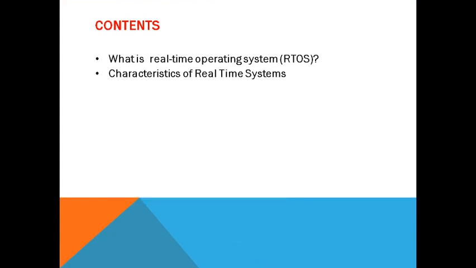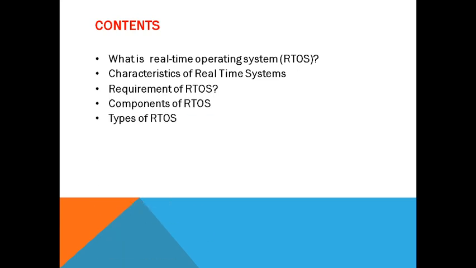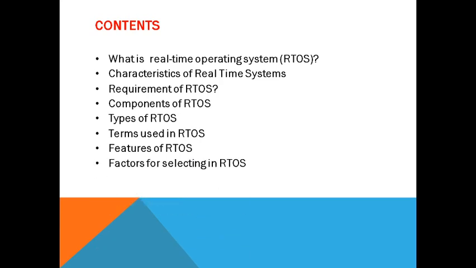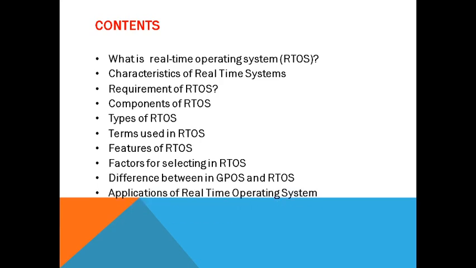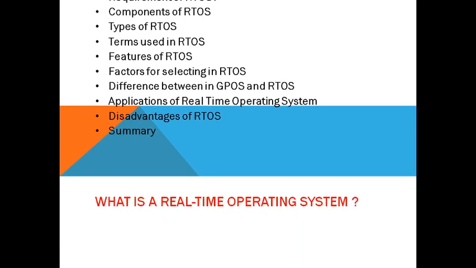In today's lecture, we will cover what is a real-time operating system, characteristics of real-time systems, requirement of a real-time operating system, components of real-time operating system, types of real-time operating system, terms used in real-time operating system, features of real-time operating system, factors for selecting a real-time operating system, then difference between general purpose operating system and real-time operating system, and application of real-time operating system, disadvantage of real-time operating system, and summary of the lecture.